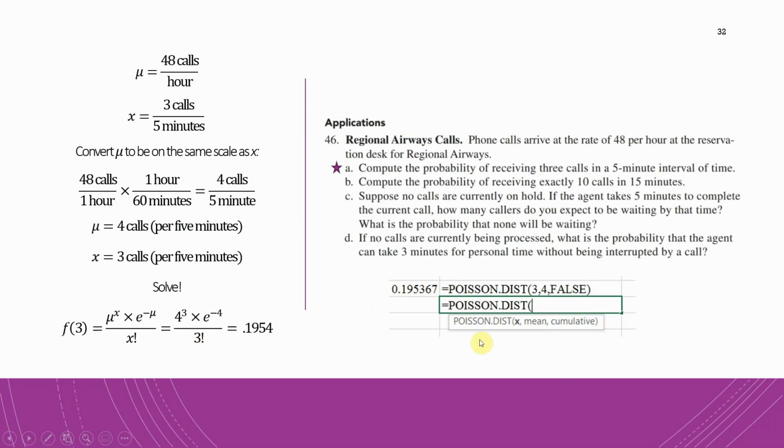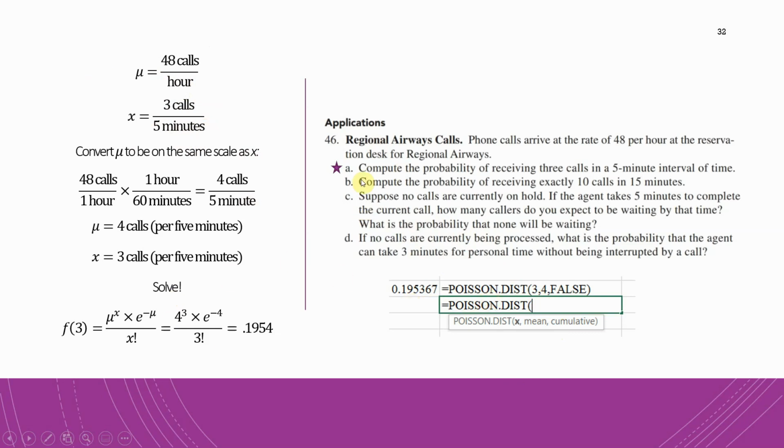So the Poisson distribution in Excel is really easy, but the problem with using this is you can't just plug in values. You have to make sure you're on the same scale here. If you were just to plug in, oh, x is 3, the mean mu, oh, it's 48, you wouldn't get the right solution because they're not in the same interval. We're interested in a 5-minute interval, but mu is given in terms of hours. So always make sure you're on the same scale before you plug your numbers into your equation or into Excel.